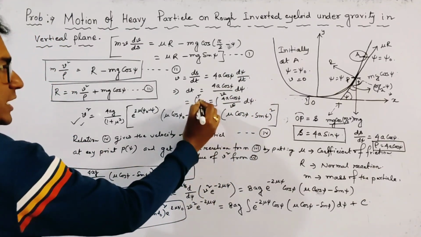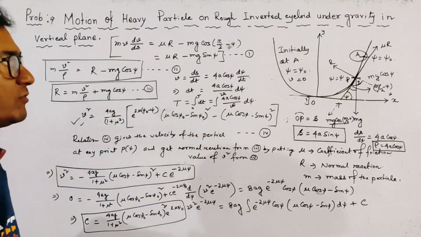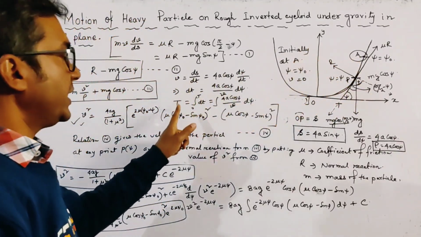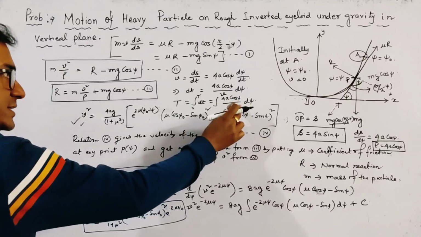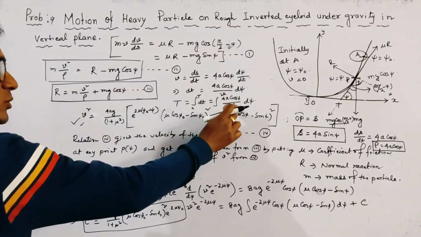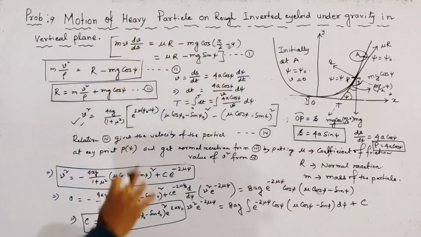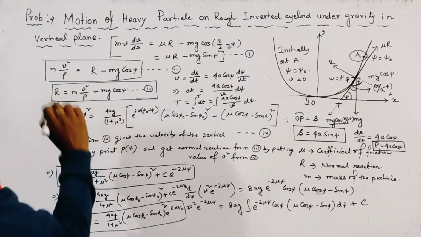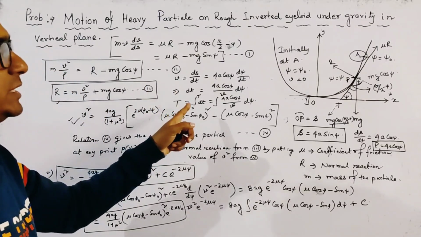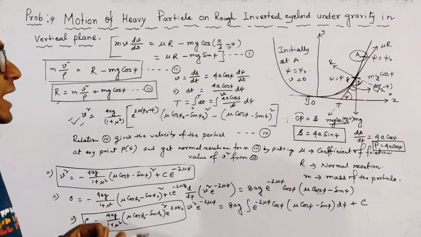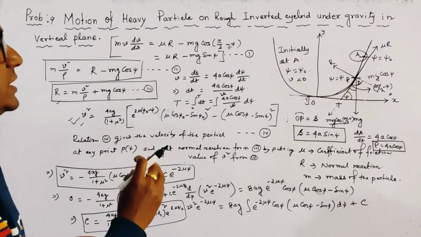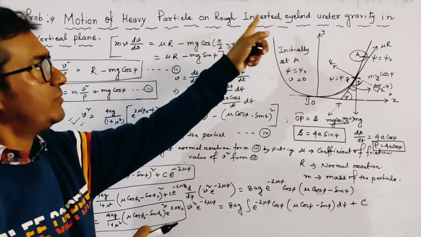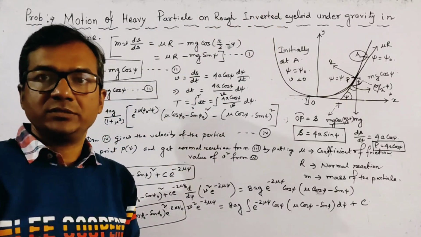So from the left side, this is the total time from the point A to P required by the particle, and from the right side by putting the value of v we get the time by integration. So we get the velocity, we get the normal reaction, and we get the required time taken by the particle. And this is the complete discussion of motion of heavy particle in a rough inverted cycloid under gravity.